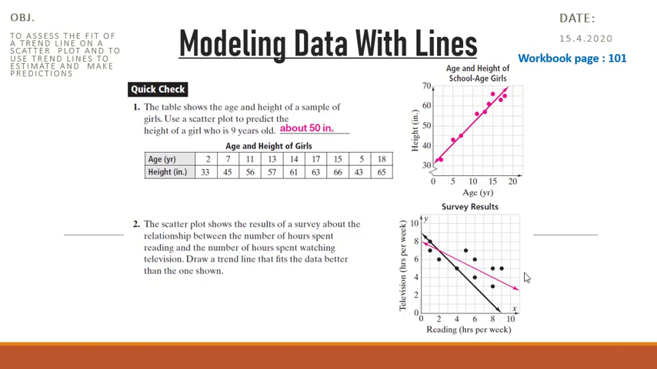In the solution of question 2, you are going to draw a line with negative slope, and you will try to have the same number of points on both sides of the line. So your line will be like the red one here. Okay, finish question 2 and let's move to another page.